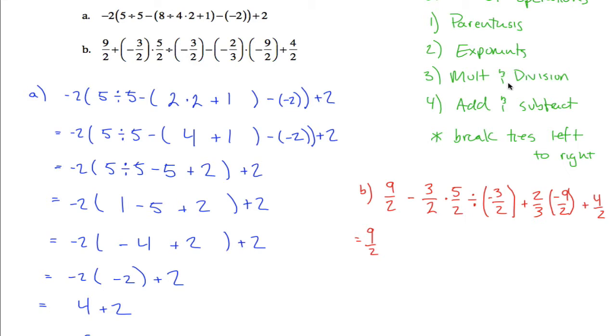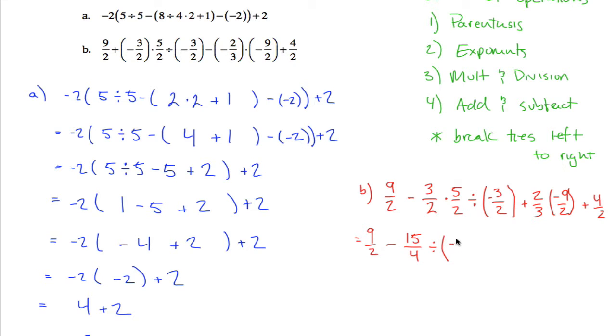So I'm looking for multiplication and division. I got multiplication, division, multiplication. So what do I do first? Well, since they're all tied, I go left to right. So what I want to do is negative 3 halves times 5 halves. When you're multiplying fractions, you multiply straight across. So 3 times 5 is 15, 2 times 2 is 4.